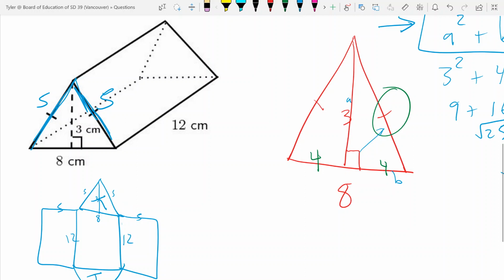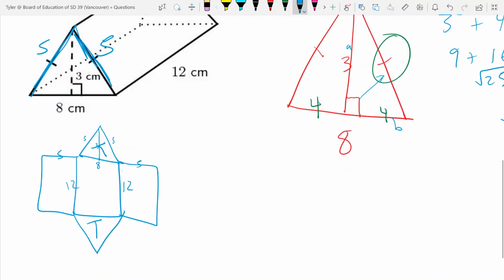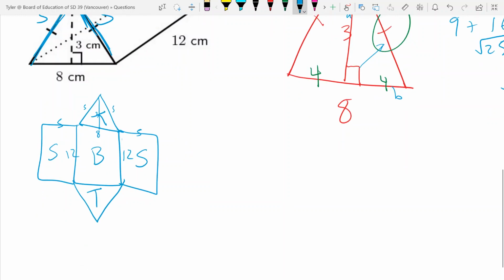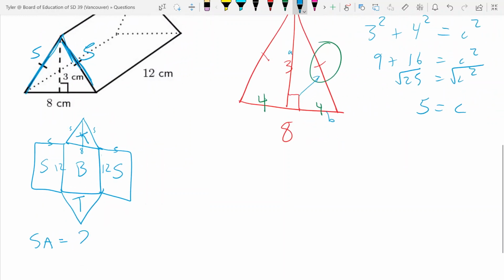So I have my shapes. We'll call this B for base, and then we'll call this S for side. Okay, so my surface area of the whole thing is going to be 2 of the triangles added together plus the base plus the 2 side rectangles. Now let's figure out the actual numbers.